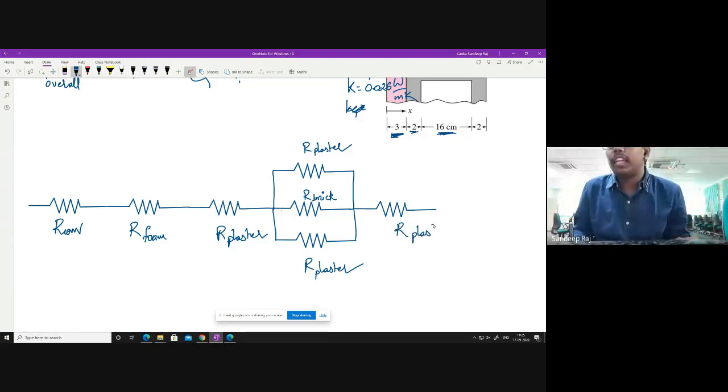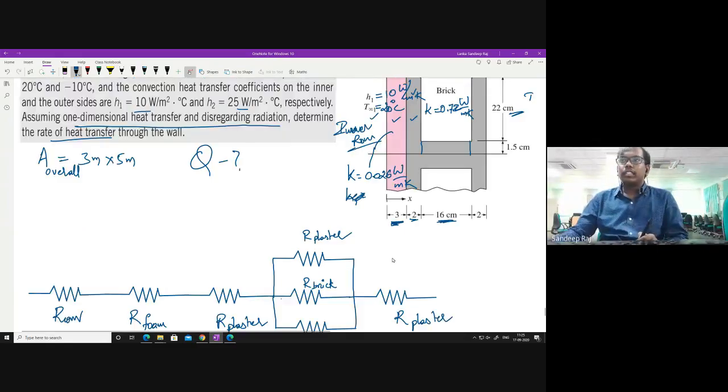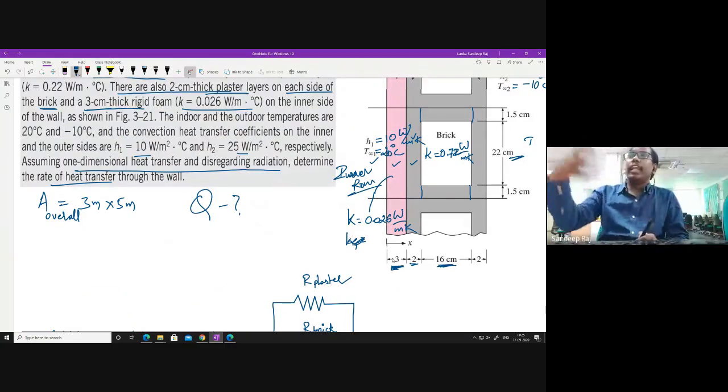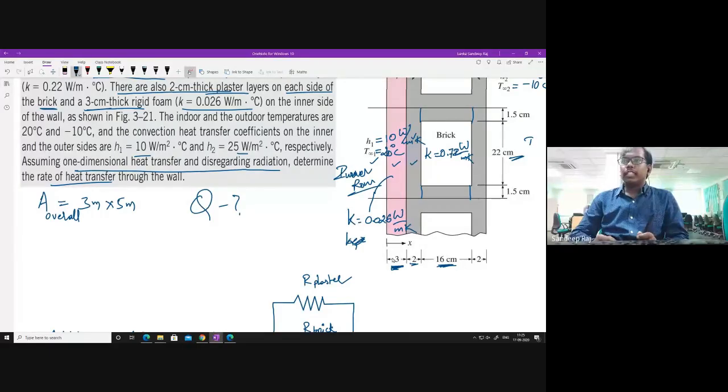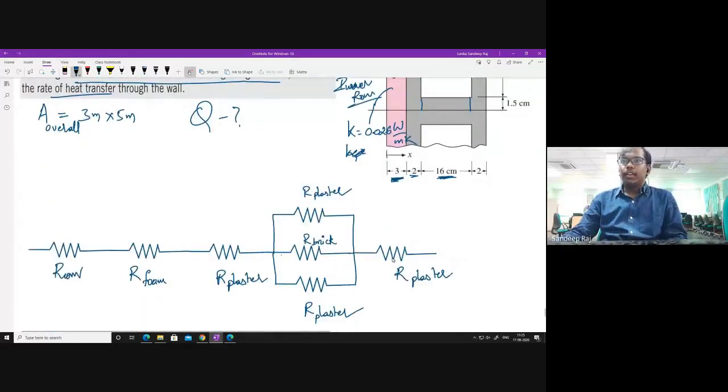Your plaster again. So it's actually a simple problem. You have so many resistances due to so many areas that are persisting there. But you look at this, R plaster is not the same as this R plaster, because the dimensions of this R plaster are different compared to this one. So let's call this R plaster 1 and R plaster 1, and because these two dimensions are same, I'm taking it like that.